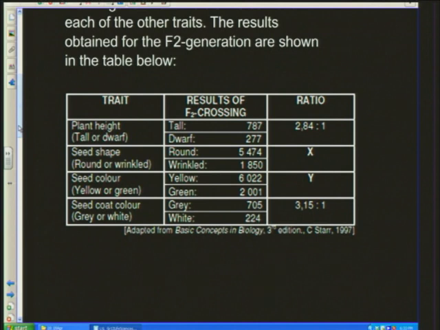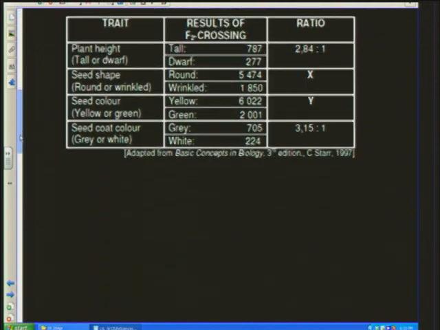Plant height, tall, dwarf, and so on. It's giving you figures here, and it gives you a ratio on the other side. You'll notice that two are not completed, X and Y. Good. So you've read the passage.